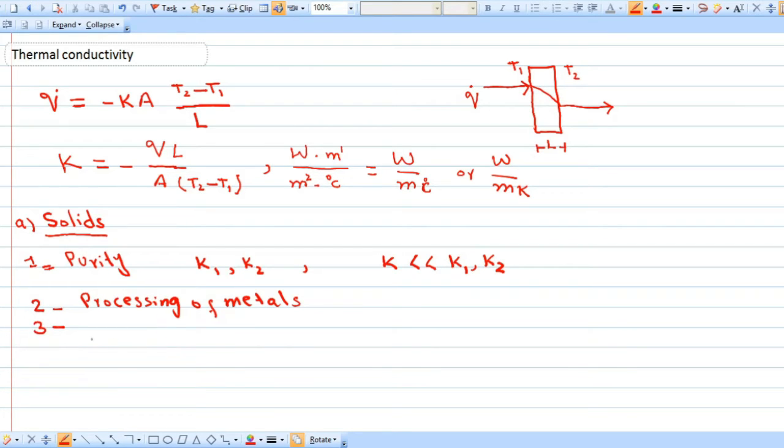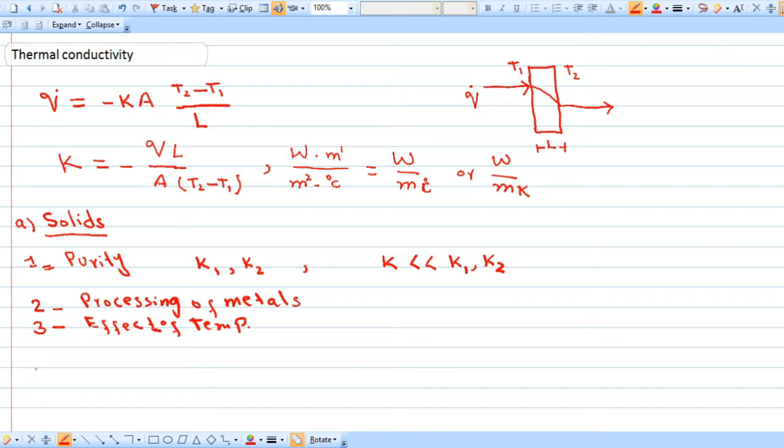Thermal conductivity of metals also decreases with the increase of temperature. Effect of temperature: the thermal conductivity of a metal decreases when we increase the temperature of the metal. This is because in metals the thermal conductivity is mostly because of the movement of free electrons, because metals have free electrons on their surface. Therefore, on increasing temperature, the resistance to the flow of electrons is increased. That's why the thermal conductivity of the metal is reduced.